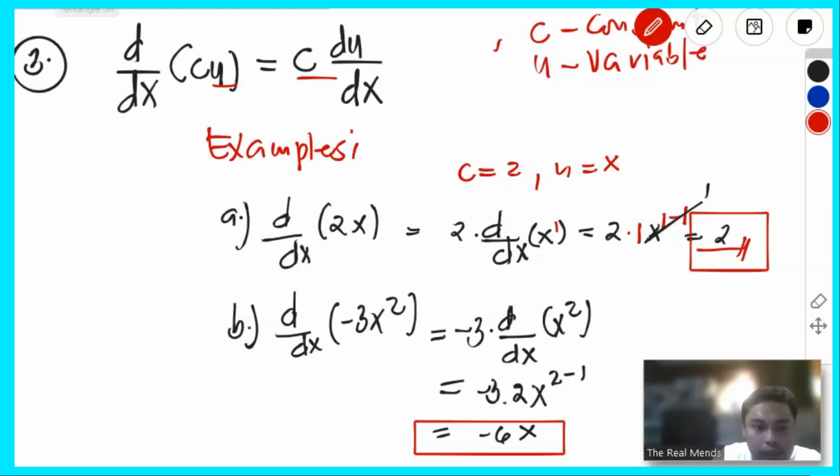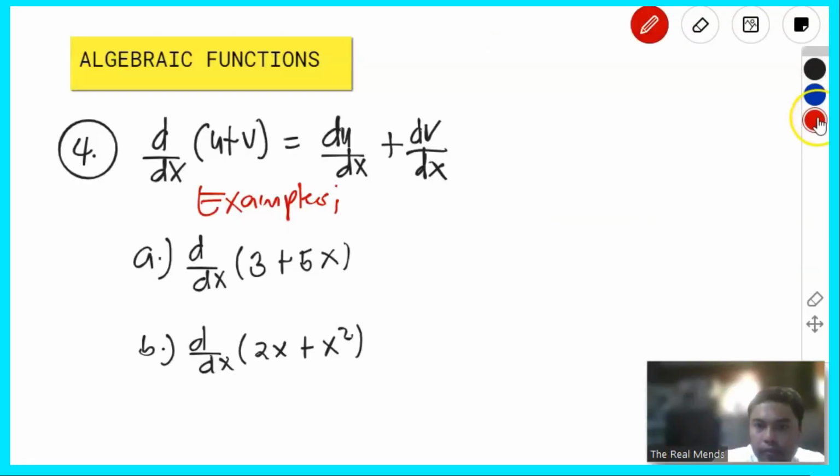So let's proceed to formula number 4. This formula, the derivative of u plus v with respect to x, is just du over dx plus dv over dx. We have examples. Get the derivative of 3 plus 5x with respect to x. So here is the solution.